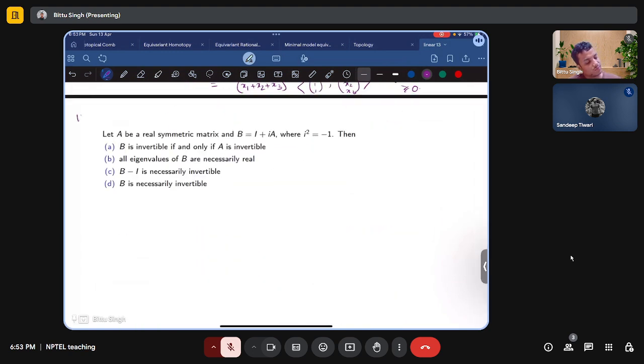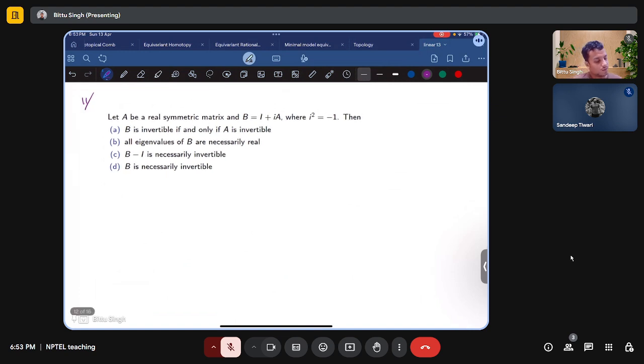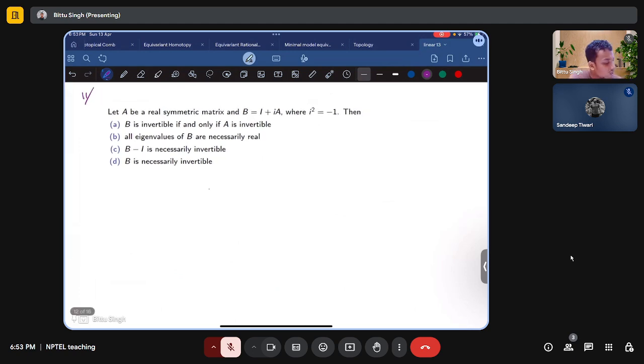This is question number 11. Okay. It is given that B is the same as I plus iA. Right? Now we need to prove. So I is the identity matrix and A is also a real symmetric matrix.